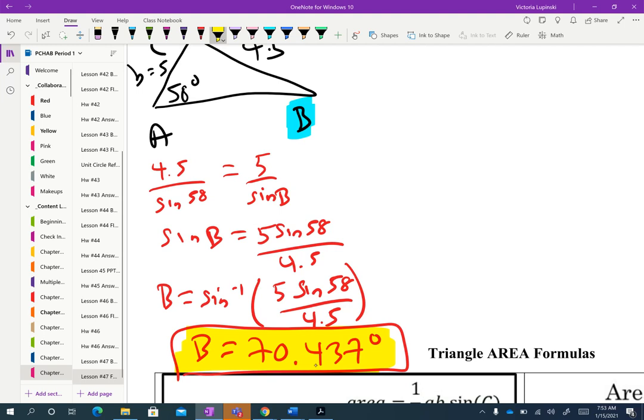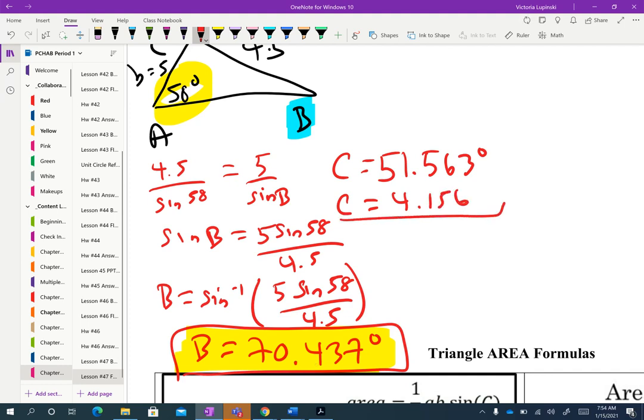Then, because you know angle A and angle B, you can subtract them from 180, and that would give you angle C, which would be 51.563 degrees. Then you would set up your law of sines again. You would solve for little c, which would be 4.156. So again, here in red and yellow, these are your answers for one triangle. There is at least one solution given these measurements.